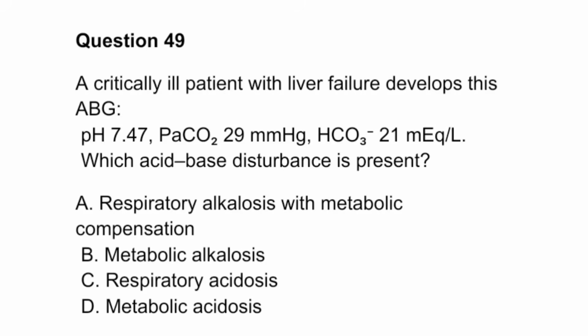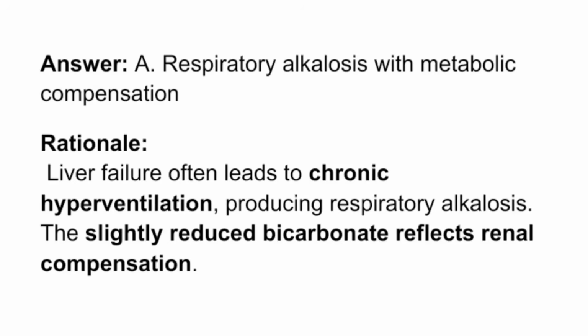Question 50. A critically ill patient with liver failure develops this ABG: pH 7.47, PaCO2 29 millimeters of mercury, HCO3 minus 21 milliequivalents per liter. Which acid-base disturbance is present? A. Respiratory alkalosis with metabolic compensation. B. Metabolic alkalosis. C. Respiratory acidosis. D. Metabolic acidosis. Answer: A.